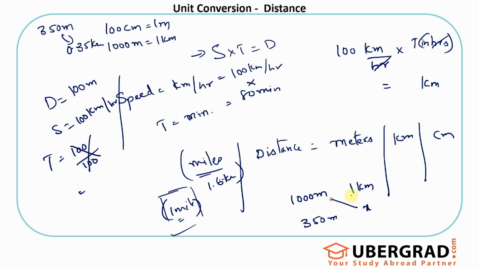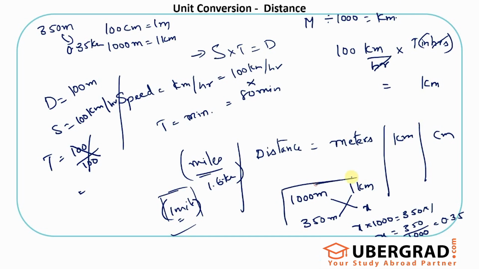Let it be X, just cross multiply. X into 1000 is equal to 350 into 1. So X is 350 by 1000, that is 0.35. So technically, to convert meters to kilometers, all I need to do is divide meters by 1000. If you're not clear, you're confused, you're worried, then stick to this. This will take you maybe 5 seconds more, but after solving a few questions, it will help you understand this easier.